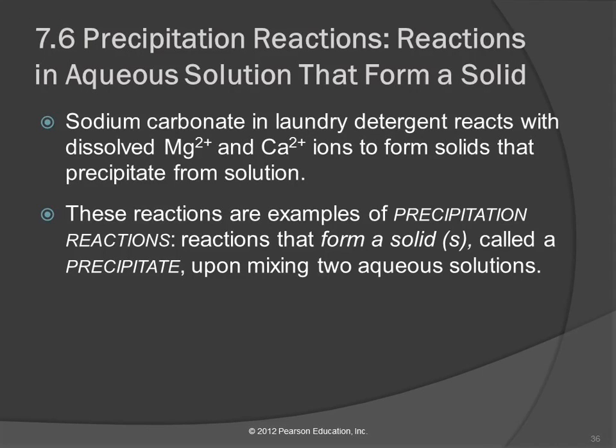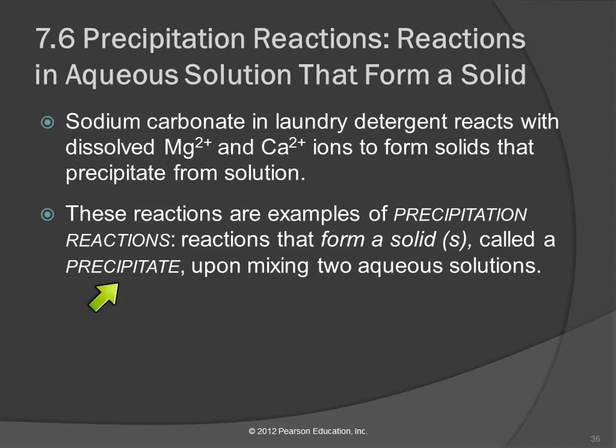Now that we've talked about balancing chemical equations and what solubility is, we can work on looking at precipitation reactions. These are reactions that form a solid from aqueous solutions. And this is what happens with laundry detergent and magnesium and calcium ions in hard water.